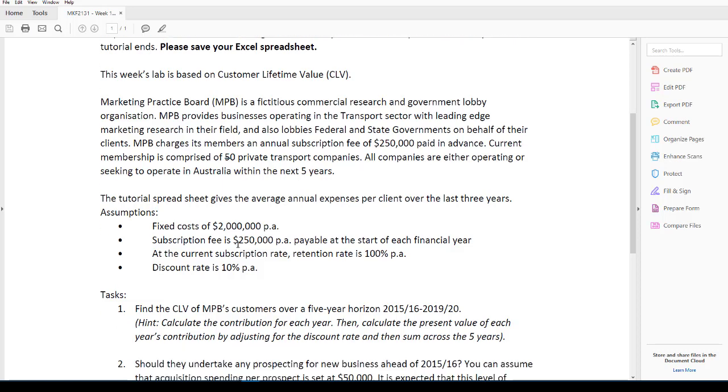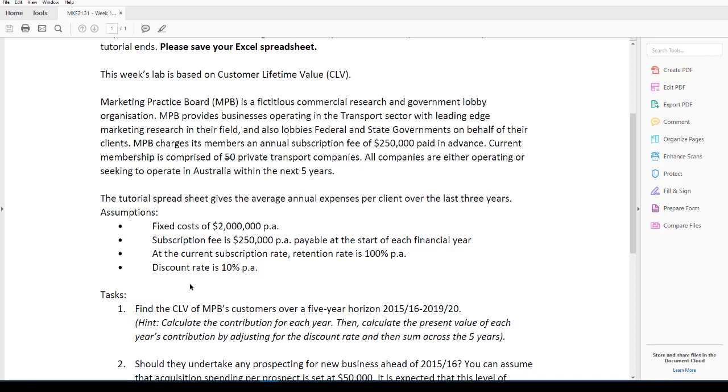We are given some information like the fixed cost per year and the subscription fee, as I mentioned, $250,000. We've got the retention rate. At the current subscription rate, retention rate is 100% yearly, which is the ratio of the number of customers retained to the number of customers at risk. And it's 100%, which is really good.